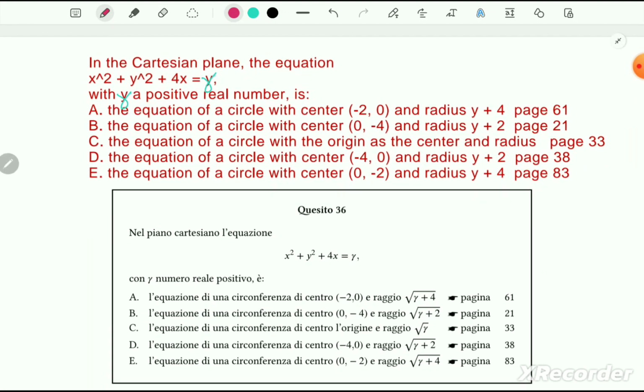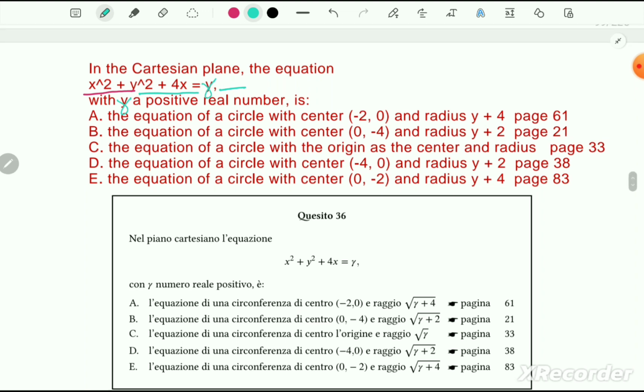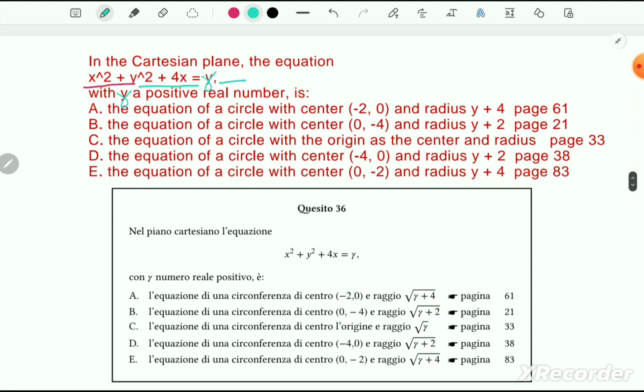In the Cartesian plane, the equation x square plus y square plus 4x equal to gamma, with gamma a positive real number. Okay. So it's very simple to guess that this equation represents a circle, right? So gamma here is a constant, the value is not given. We have to find out the center of this circle and radius.